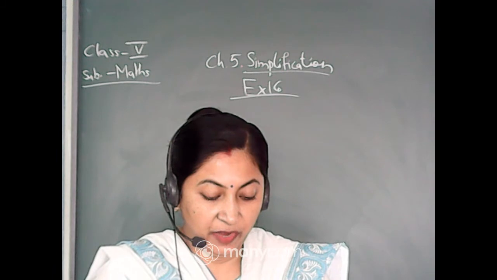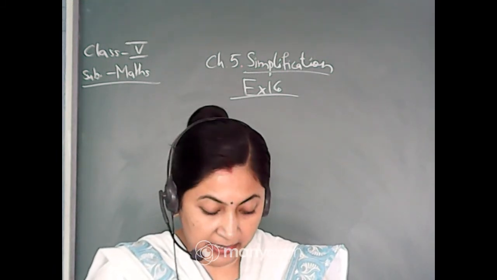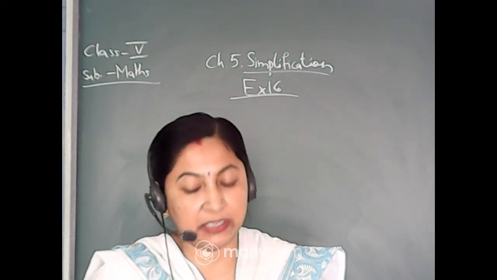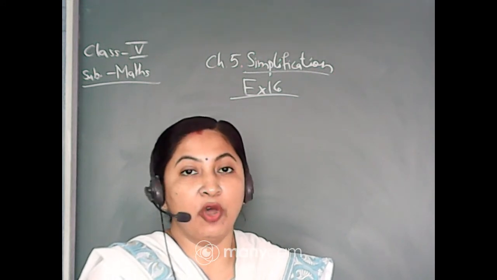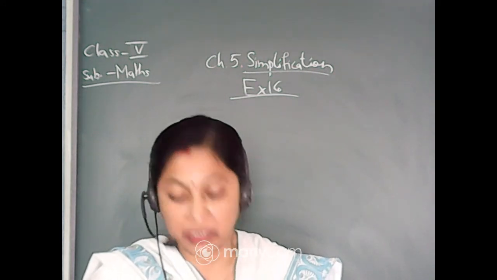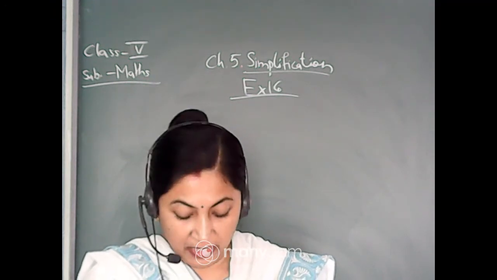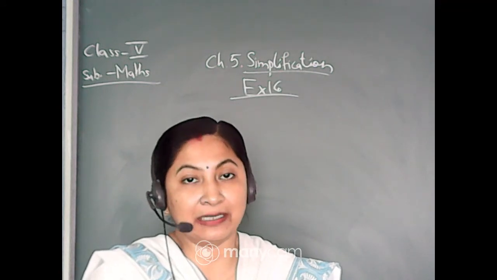In offline, we were doing composite maths, chapter number 5, simplification. In this chapter, we have already completed exercise 15. Today, we will start from exercise 16. Before starting, as you know, you have to solve according to the BODMAS rule. That means, first the bracket, then O for of, then D for division, M for multiplication, addition, and lastly subtraction.